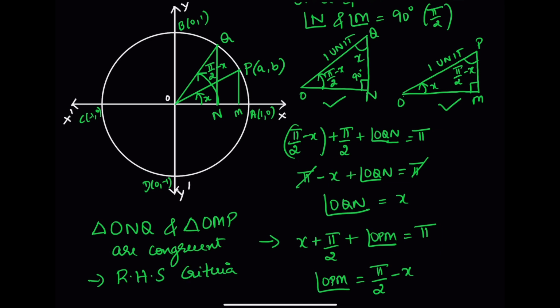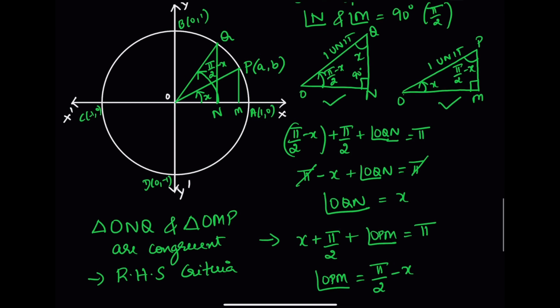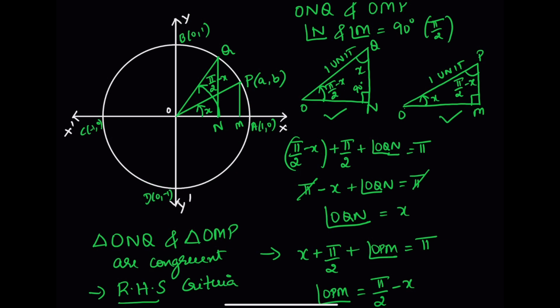I have made a video, I think it is video number 2 in this playlist, so please understand what are congruent triangles. There is a criteria called RHS criteria, which is right angle, hypotenuse and side. These two triangles meet that. So triangle ONQ and triangle OMP are congruent to each other. So ON is equal to PM and QN is equal to OM.